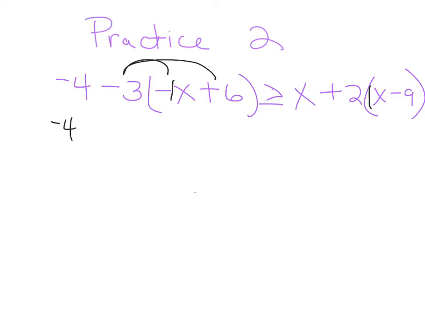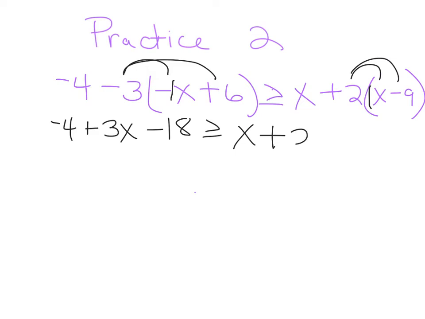-3 times -1x is plus 3x. -3 times +6 is -18, is greater than or equal to. On the right side, I'm going to leave that x alone, plus, I'm going to take 2 times 1x is 2x. 2 times -9 is -18. So there's what you should have gotten in the distributive property.